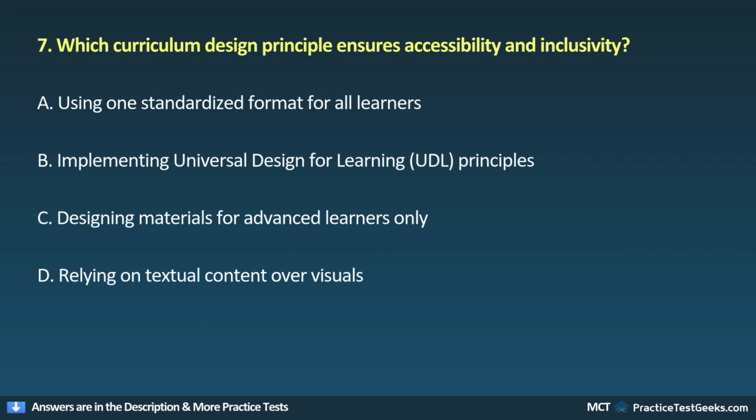7. Which curriculum design principle ensures accessibility and inclusivity? A. Using one standardized format for all learners. B. Implementing universal design for learning (UDL) principles. C. Designing materials for advanced learners only. D. Relying on textual content over visuals.